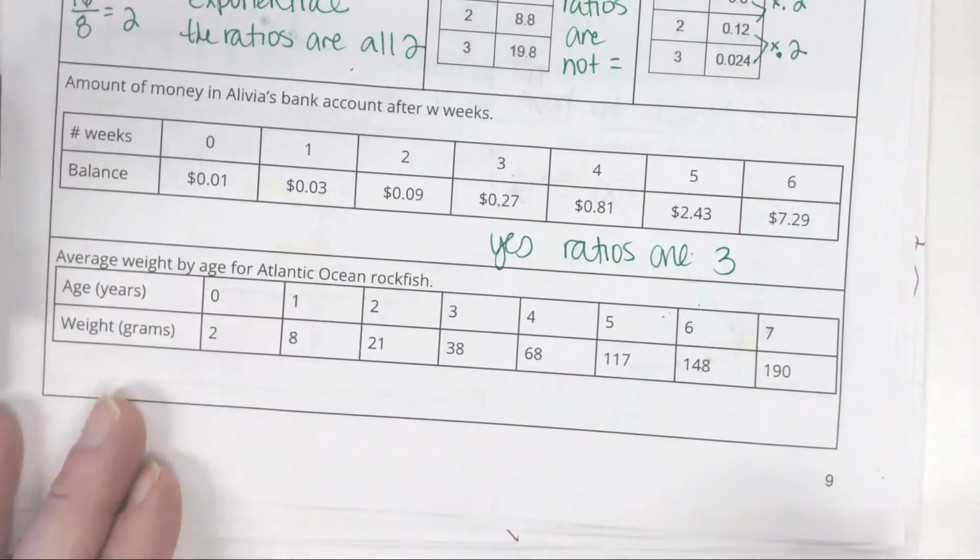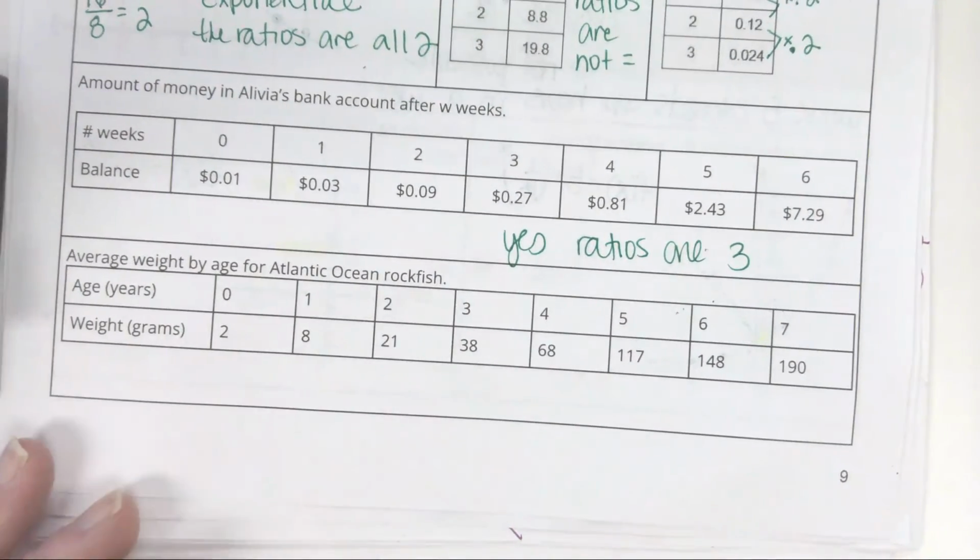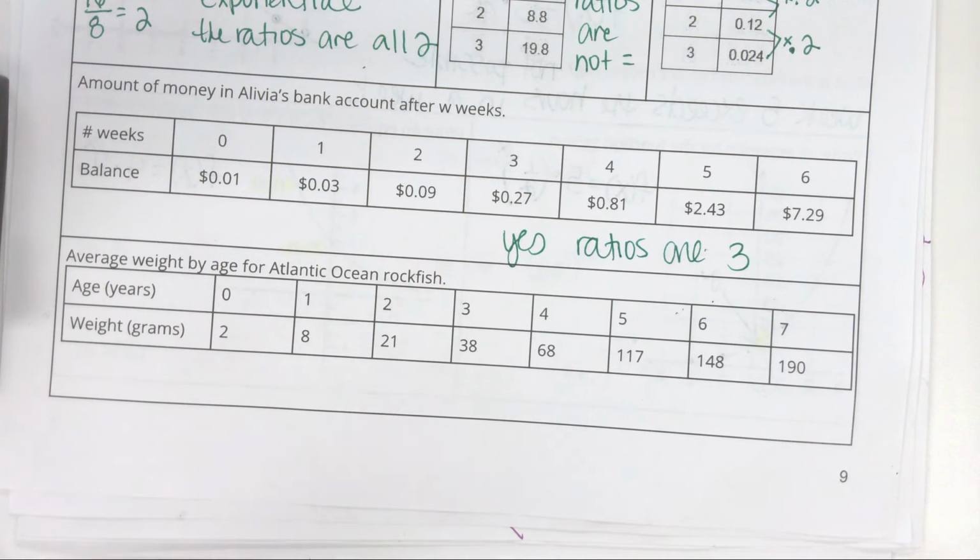Okay, Shane, check this one out for me. Is this average weight by age of Atlantic Ocean rockfish? It's actual data. Start dividing. Yes or no? It's a rockfish. No, that does not make any sense. Yeah, it's not. 3 and 4 are only 35.